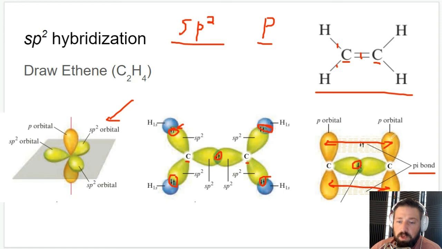So you have one p orbital here and one p orbital here, and they're connected with two connection points, two little bridges, but it's not two bonds. This entire thing is one bond, because it's connecting two orbitals together. So this is one pi bond.